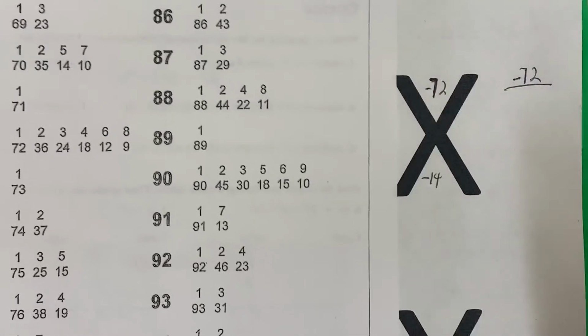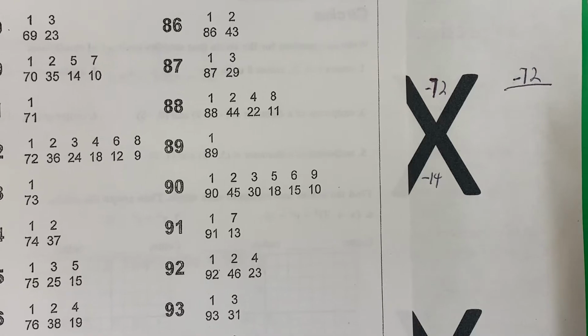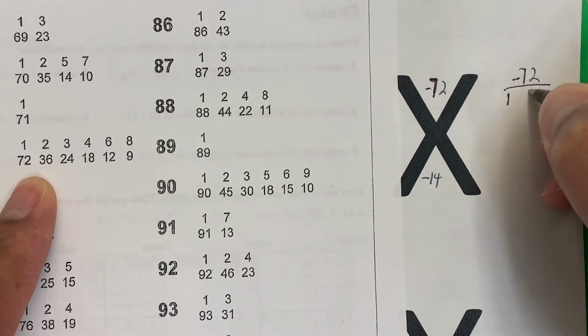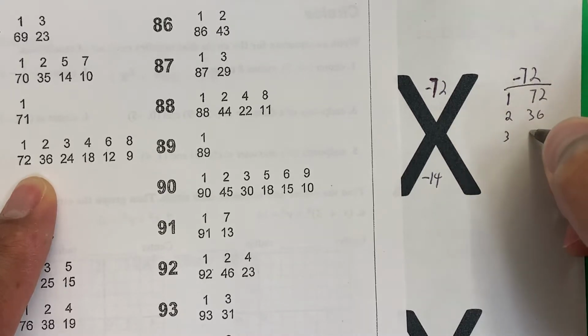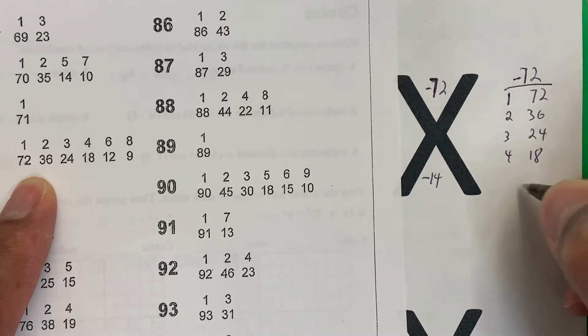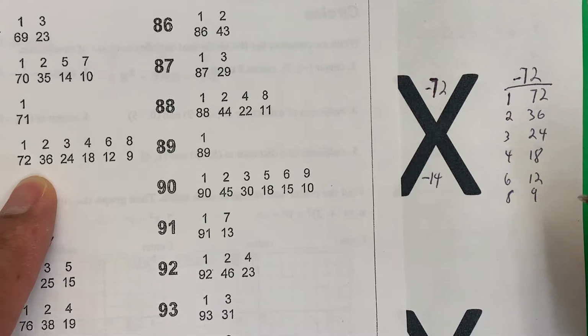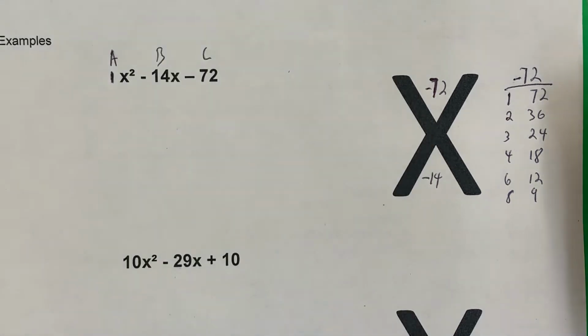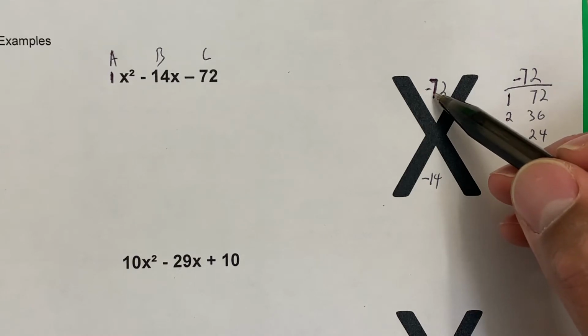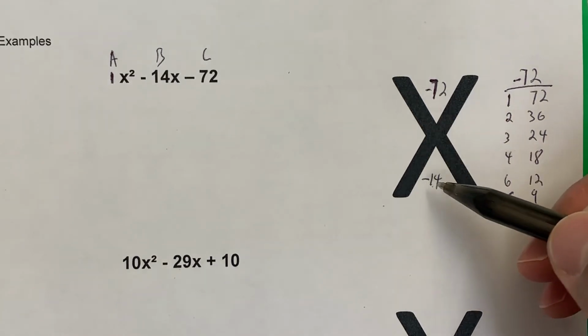So I'm going to shift this over here so I can see it. It's all these ones right here: 1, 72, 2, 36, 3, 24, 4, 18, 6 and 12. 5 doesn't go in there. And then 8 and 9. So now I've got all those factors, but again, I've got a case where I've got a negative number for AC and a negative number for B.